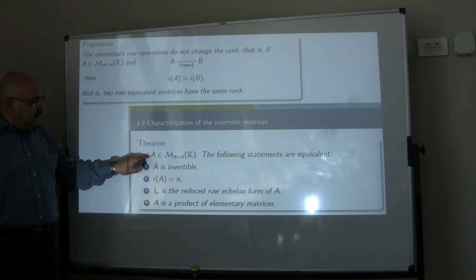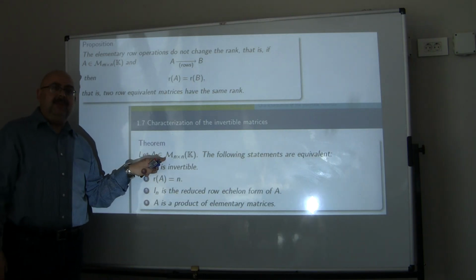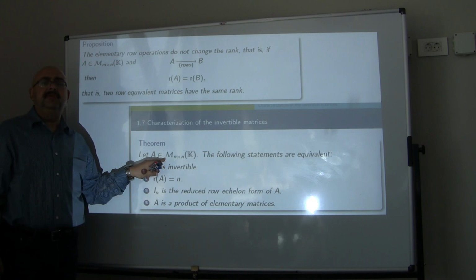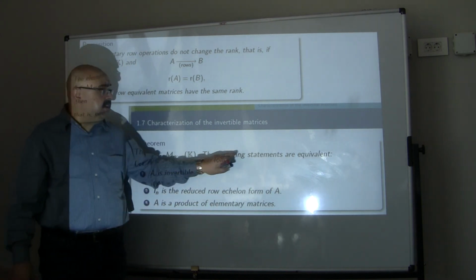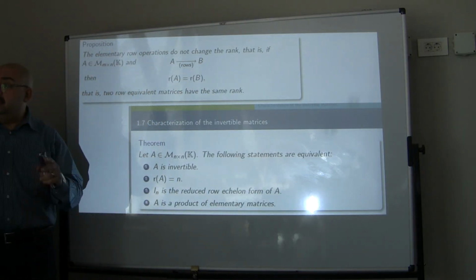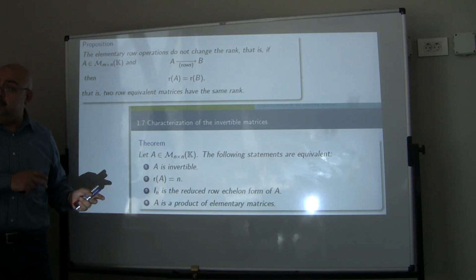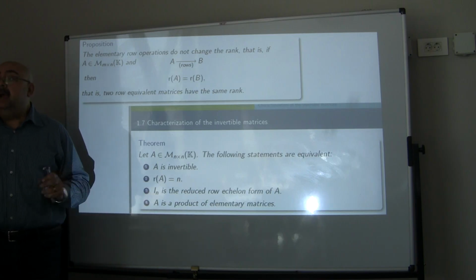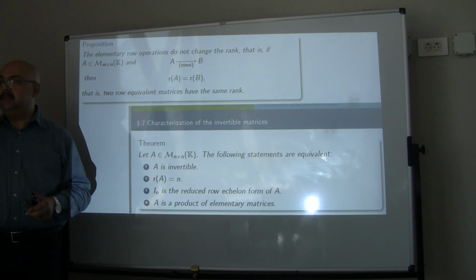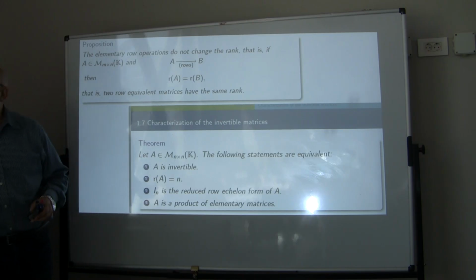Remark: let A belong to n by n. What do we mean by n by n? Square matrix. The following statements are equivalent. In the previous slides, Yusuf was talking in general for any matrix. But now I am talking exactly about square matrices, which have the number of rows equal to the number of columns. This is not negotiable now.